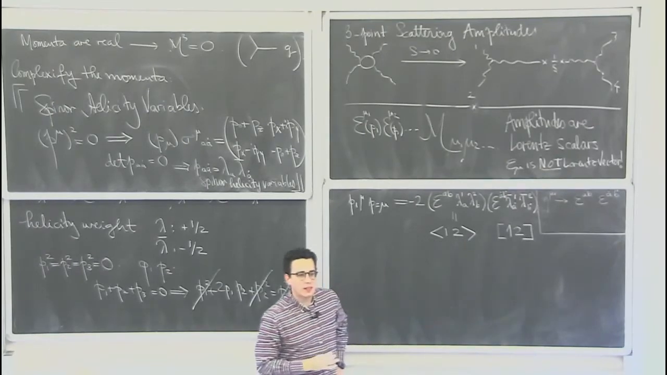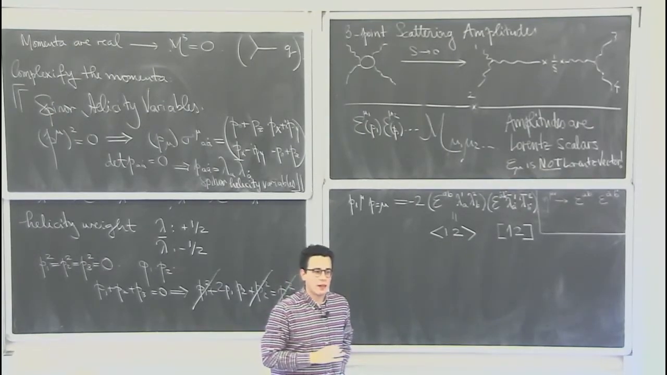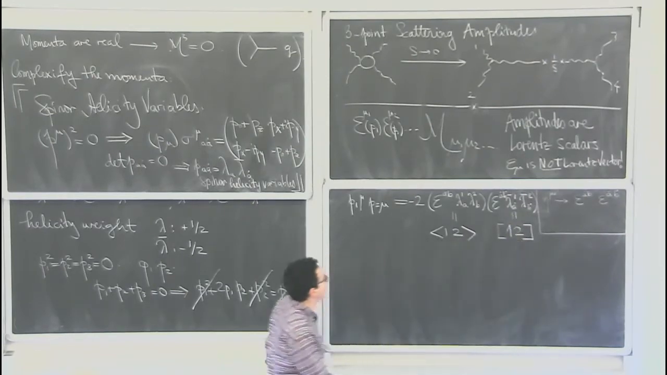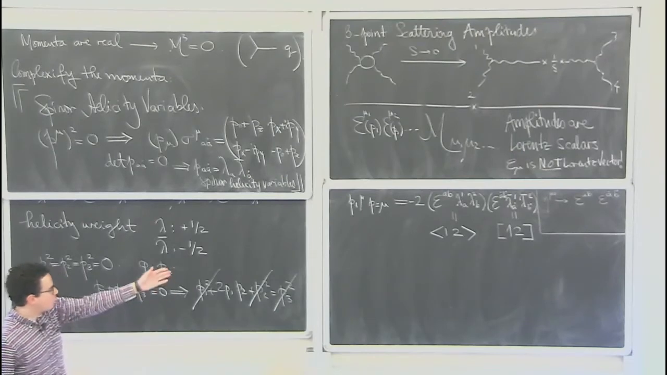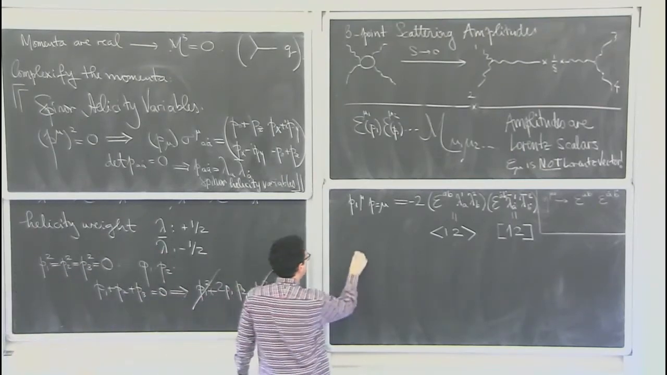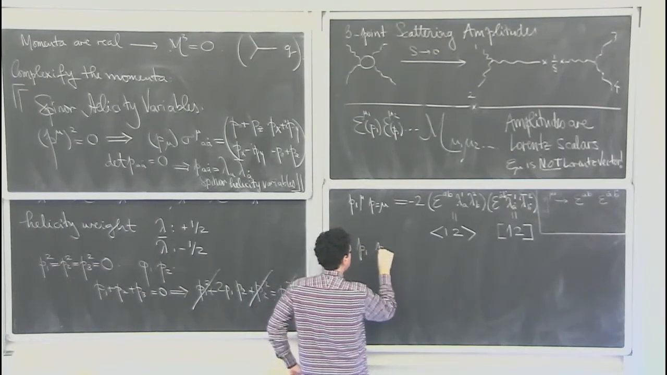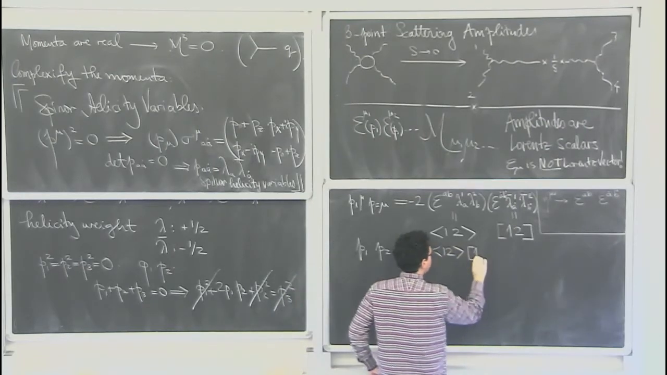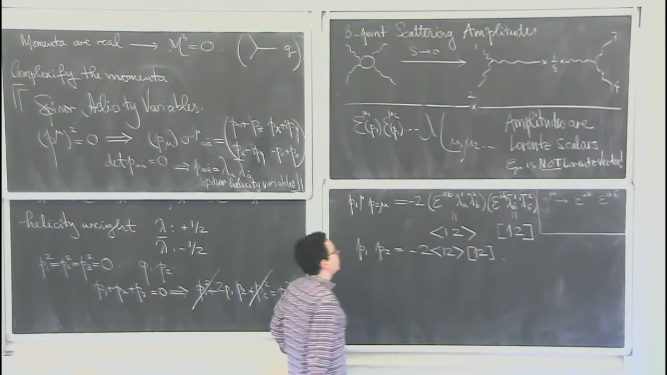Is it the opposite in general, or is it correct? Oh, wow, it's 50-50, right? All right. So the P1 dot P2 is minus 2 times angle bracket 1, 2 times square bracket 1, 2.